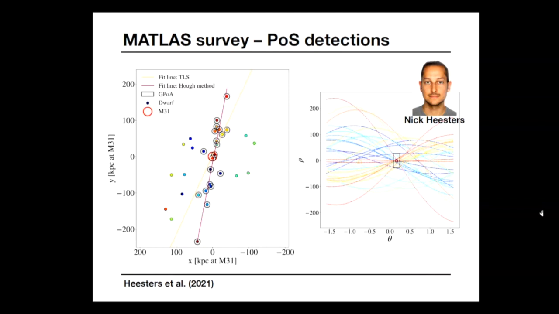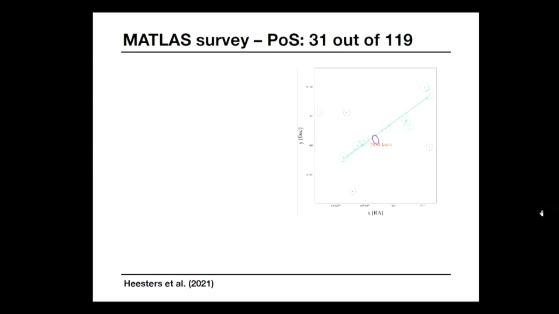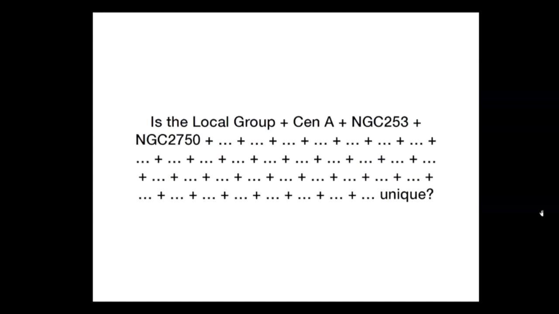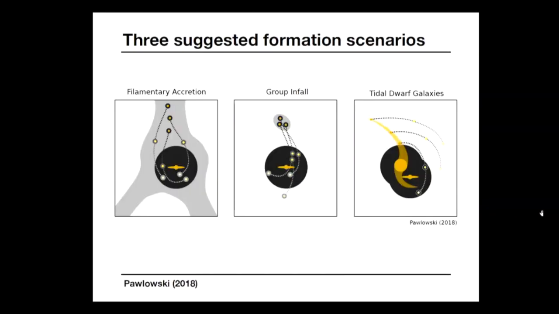I'm just skimming through. I don't want to spoil his talk, but I just show some examples and basically raise the question of, is this unique? I don't know. I don't know what to say currently. There are many different scenarios, but none of them within cosmology seems to explain this planar structure.